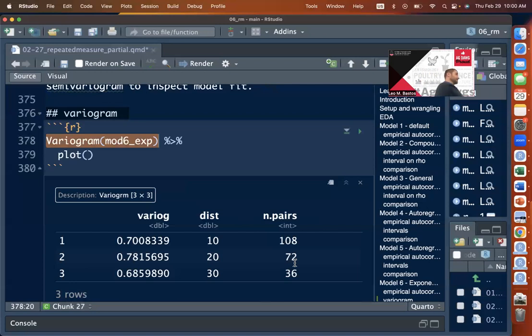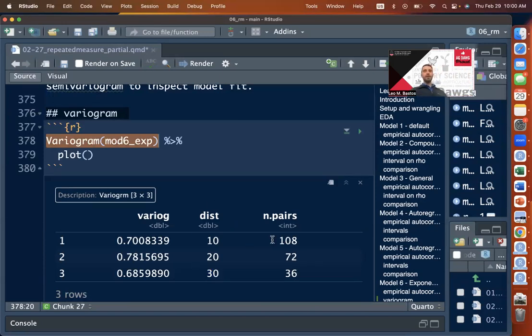In our case, the distances are the time intervals, right? So we have here distances of 10, 20, and 30 because our time intervals are 120, 130, 140, 150. If you take the distance between them, it is 10, 10, 10. So 10, 20, and 30 are the cumulative distance differences between our time intervals.